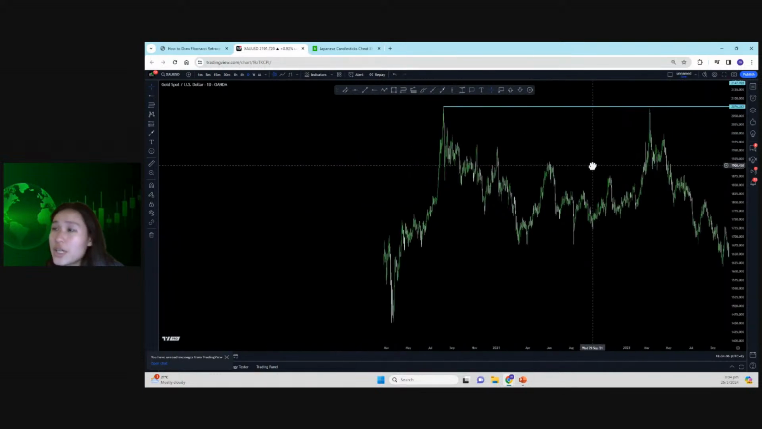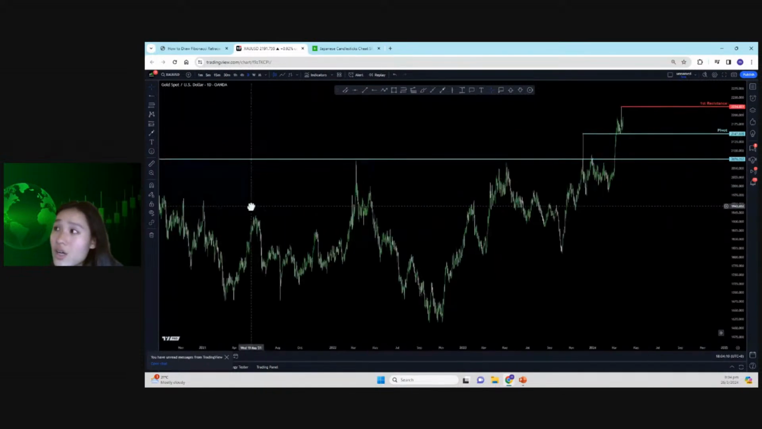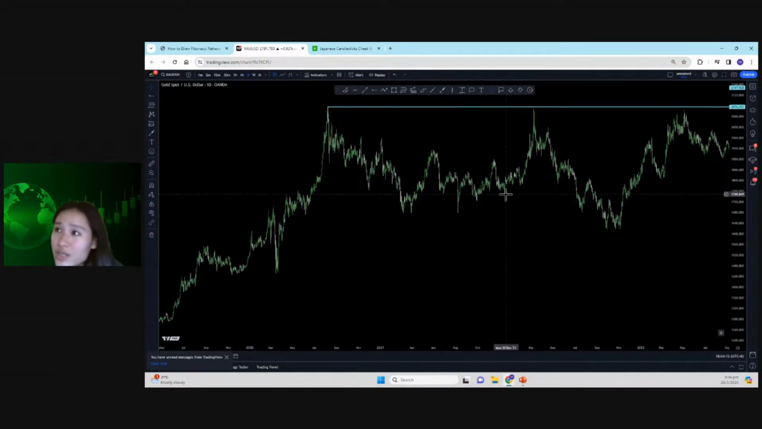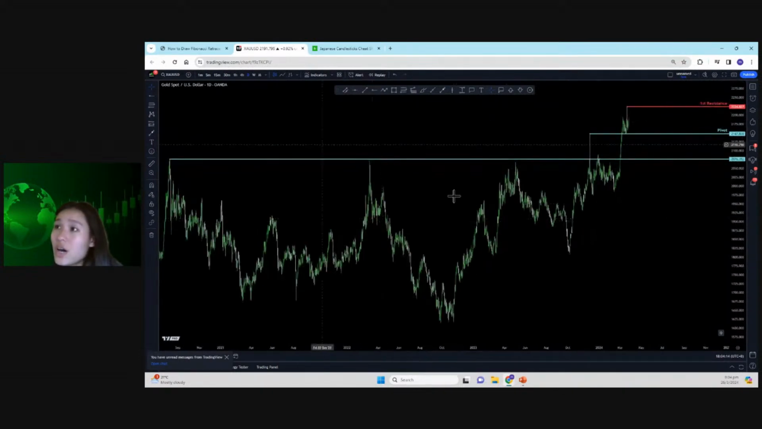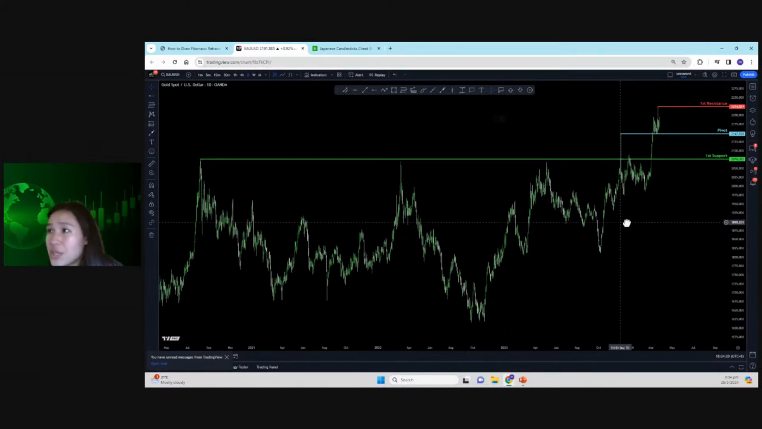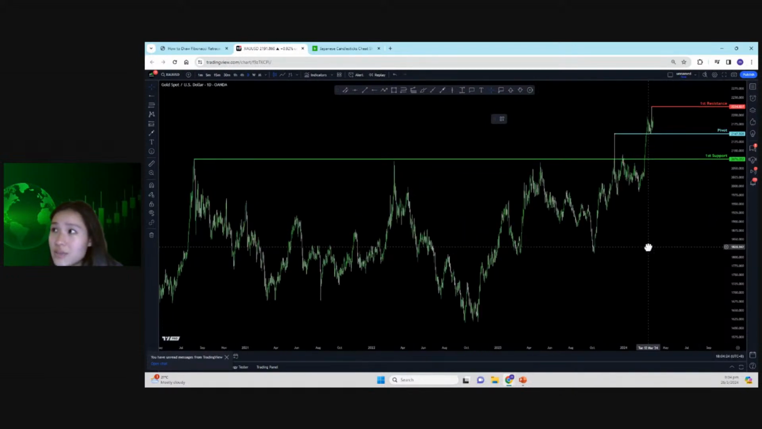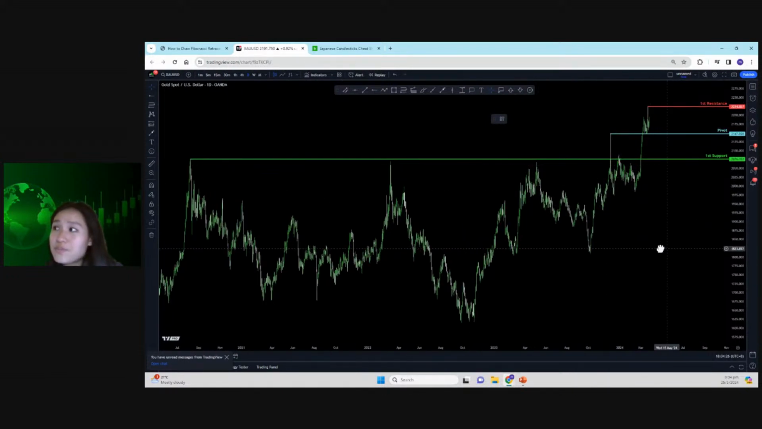So you want to try and see how far you can pull your level back so that you can see how significant that level is or how many times price has tested it in the past. Because chances are, if price tested it many times in the past, it's likely to retest that same level, like we see over here.